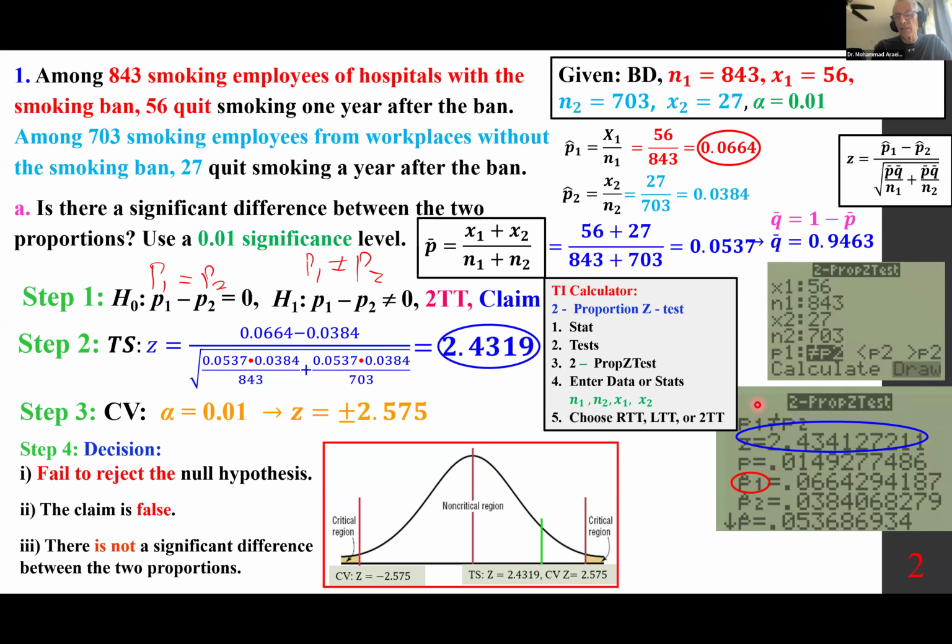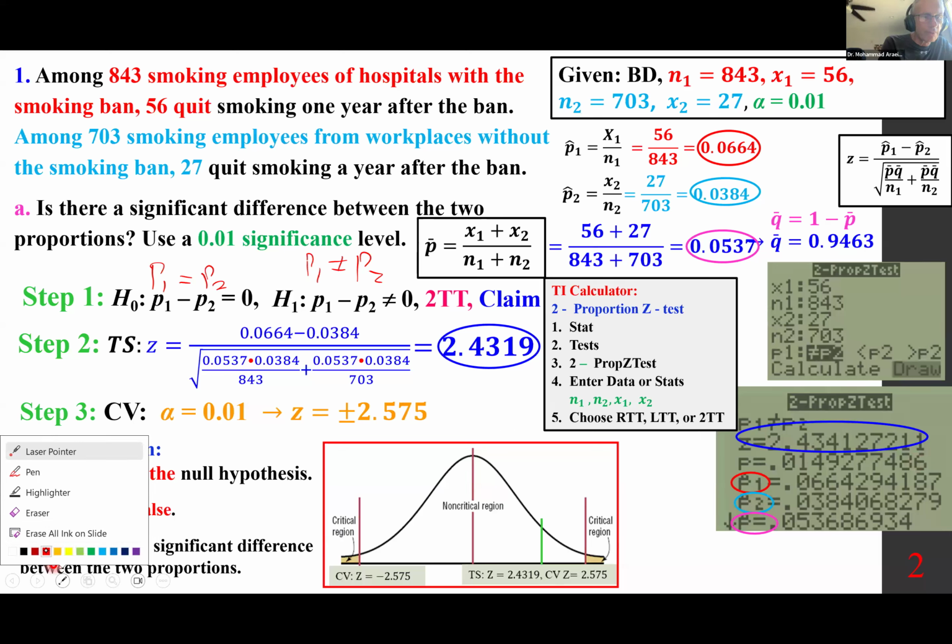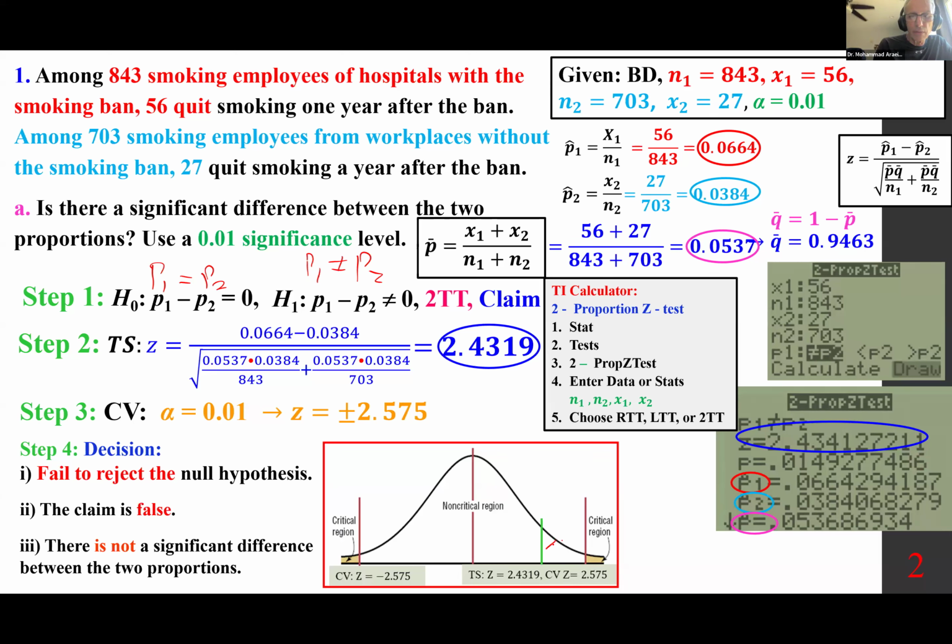P1 hat, again, calculated with a lot of decimals. P2 hat, calculated with a lot of decimals. P bar, calculated with a lot of decimals, of course. And now, what is this? The p-value. The p-value for us is the area to the right of the test statistic, which is this much, times 2 because it's a two-tailed test.